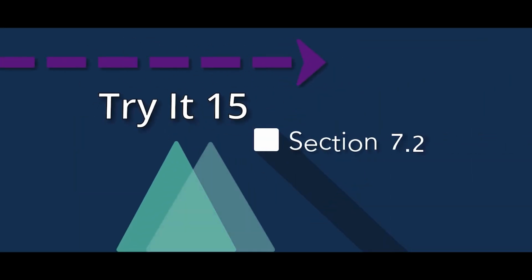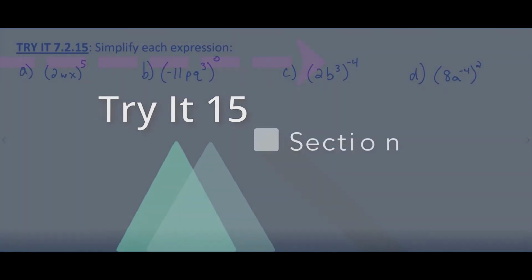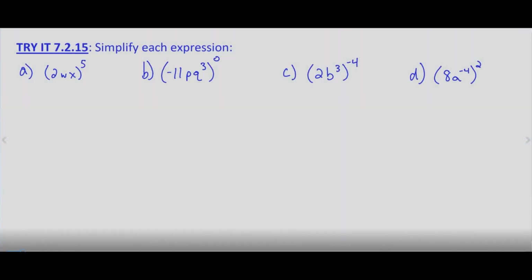So now we're looking at the power of a product property. In layman's terms, what that property means is that if you have all multiplication inside the parentheses, then you can distribute the exponent to each value in the parentheses.